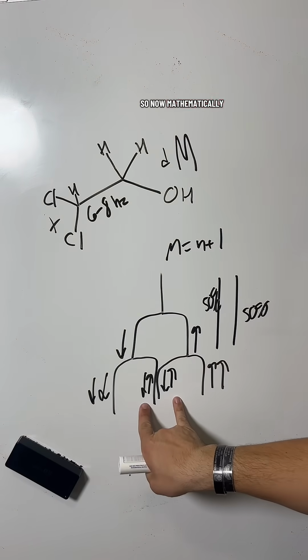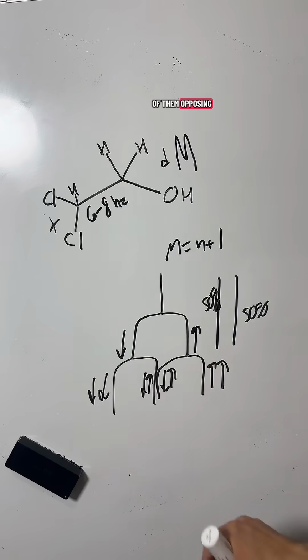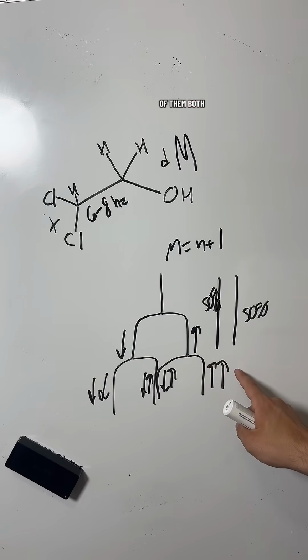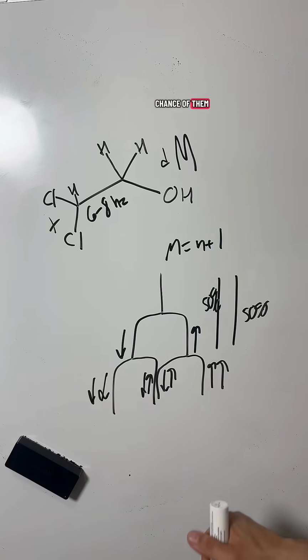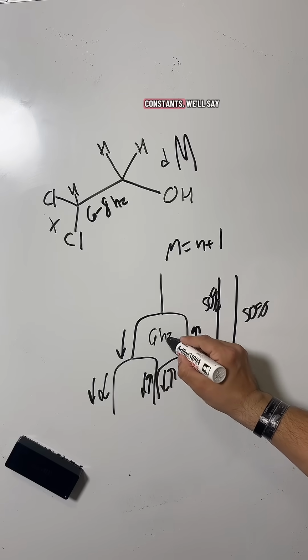So now mathematically, we have a 50% chance of them opposing each other, a 25% chance of them both being for, and a 25% chance of them both being against. And that's why these converge here, because these are the same coupling constants. We'll say 6 hertz.